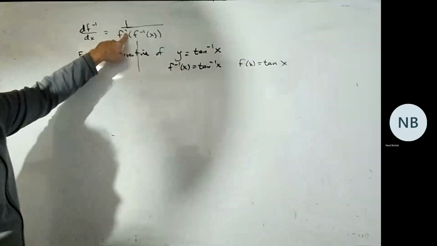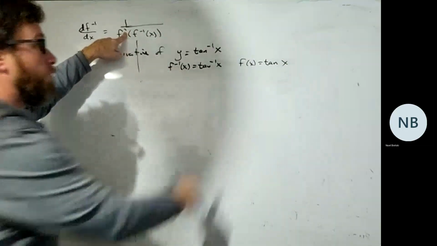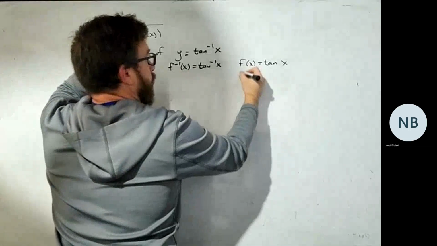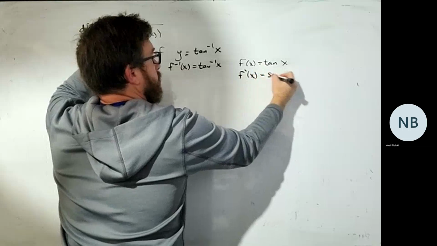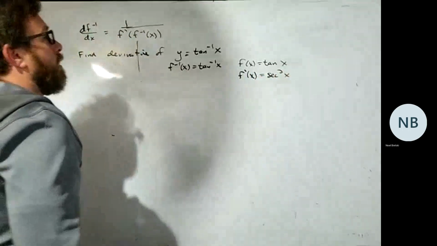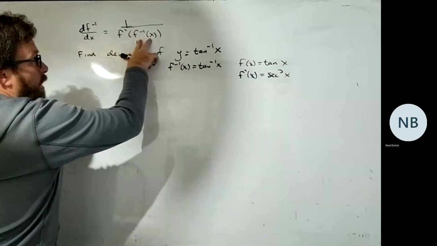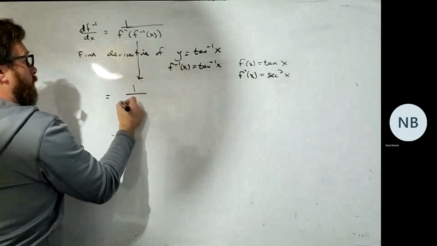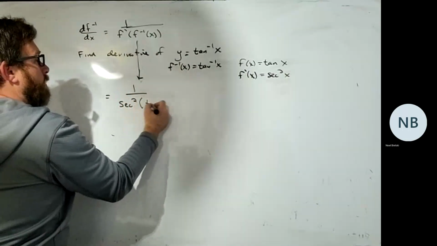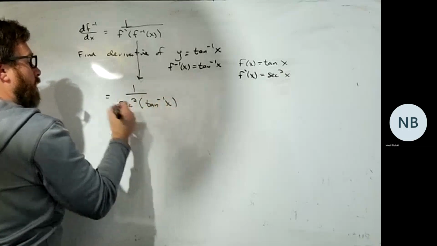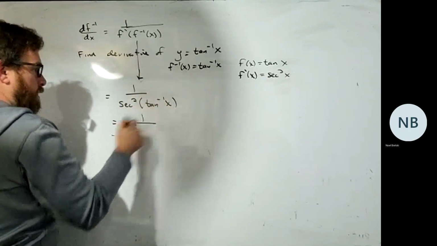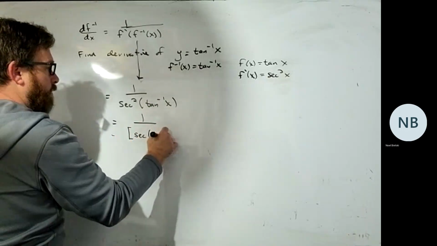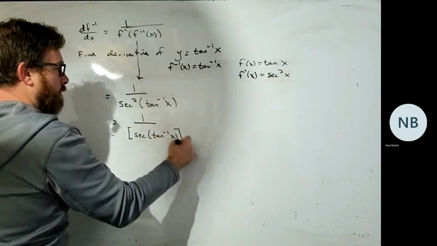So in order to find the derivative of the inverse, I need to know the derivative of f, and I need to know f inverse. So f prime, the derivative of the tangent, is the secant squared of x. So this is the secant squared of f inverse, or the secant squared of the tangent inverse. So this becomes 1 over the secant squared of the tangent inverse of x, which we can write like this: 1 over the quantity secant of the tangent inverse of x, squared.